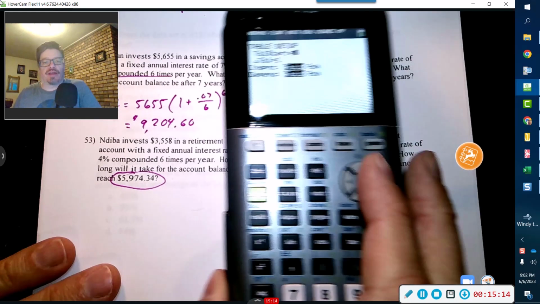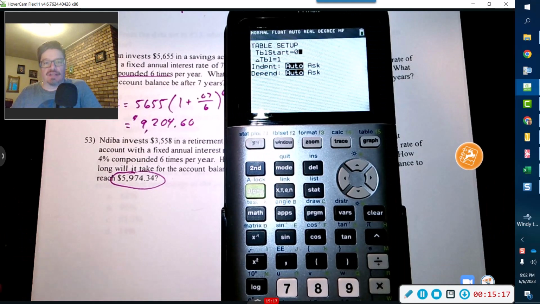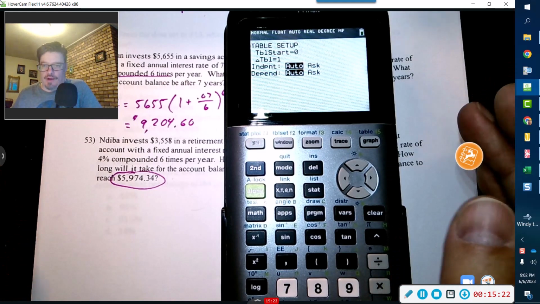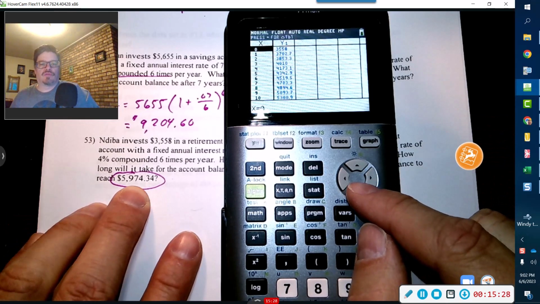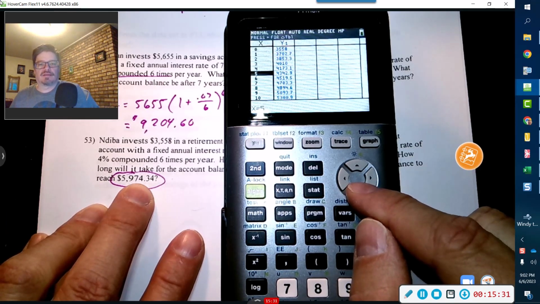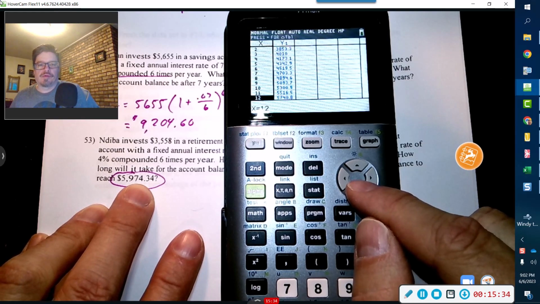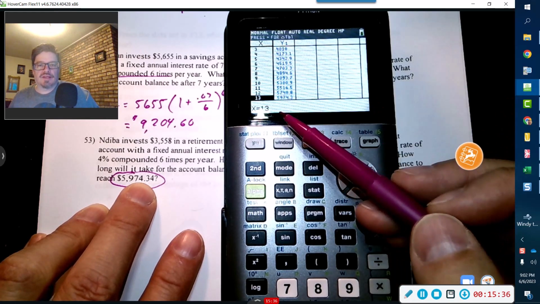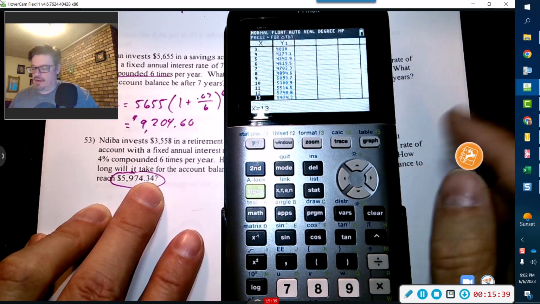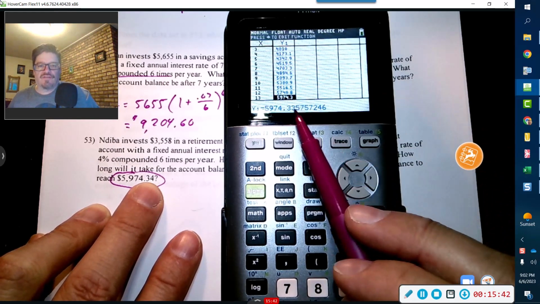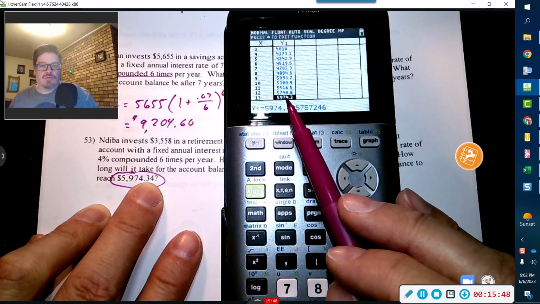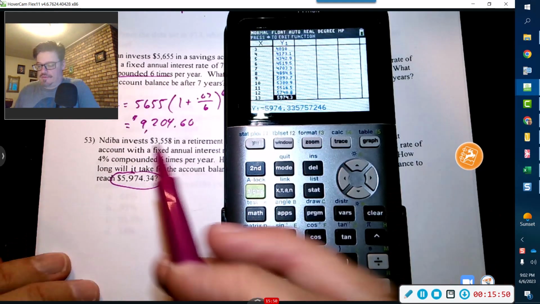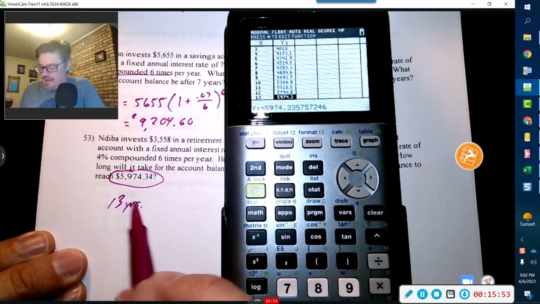Since we're talking about years, why don't I just start out at year 0, and I'll go up by 1 year. But I can go up by as many as I want. Now, I'm going back to the table, and what I'm looking for is $5,974.34. So I'm going to scroll down here. It looks like they were looking out for me right there. You can see 34. So right there is where it equals. This means it equaled that amount of money at 13 years. So it would be 13 years.